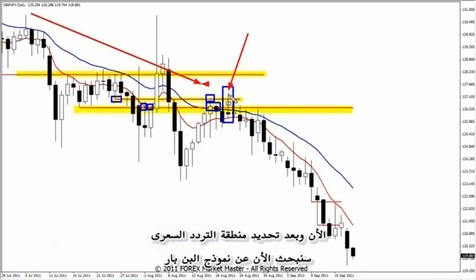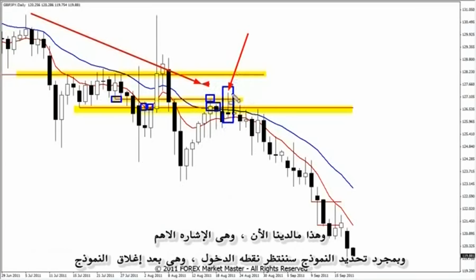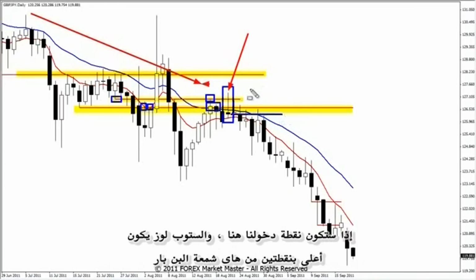The next thing we want is we want to see the pin bar, and this is what we've gotten here. This is our big signal. So once we've seen this pin bar, we want to enter the trade at the close of that pin bar. So we want to enter it here. We want to put a stop loss just a couple pips above the high.